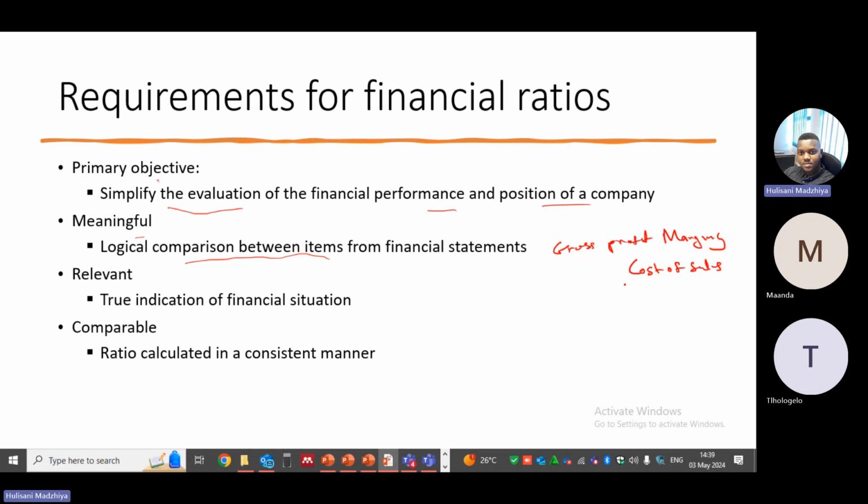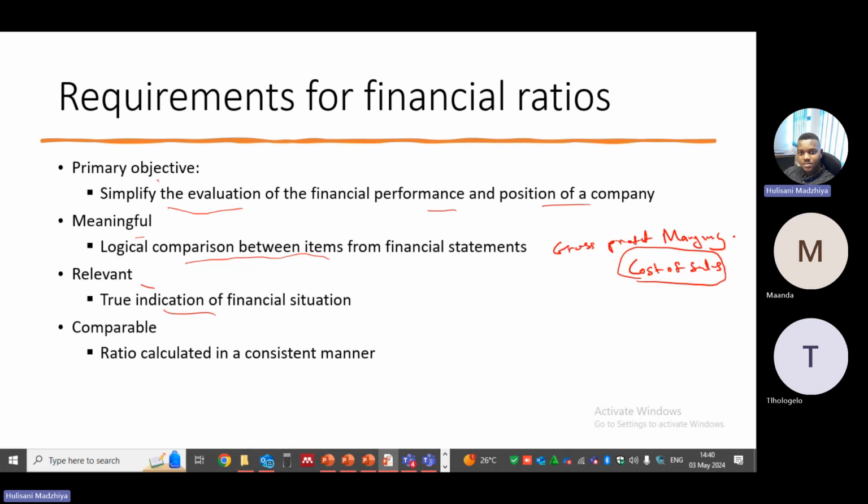This ratio will not be much meaningful, but the only way for this to be meaningful is to use the gross profit margin over sales to assess how much cost of sales assisted us to realize profit after its contribution. So that's the easiest way. But for us to say cost of sales margin ratio, it will not be much meaningful. And therefore, they need to be relevant. A true indication of the financial situation.